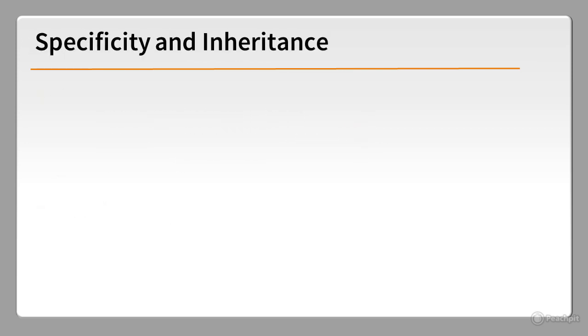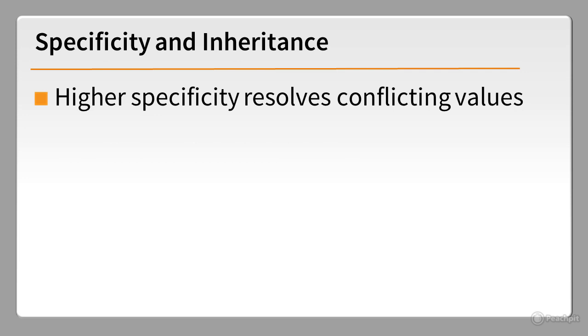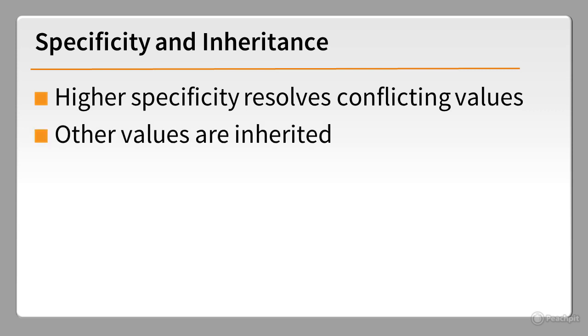To summarize, when 2 style rules that affect an element set the same property, the value in the rule with the higher specificity is used. All other values are inherited from the rule with lower specificity. Most of the time, you don't need to worry about specificity. It's only when there's a conflict, and then you'll be glad to know what to look for and how to calculate which rule takes precedence over another.